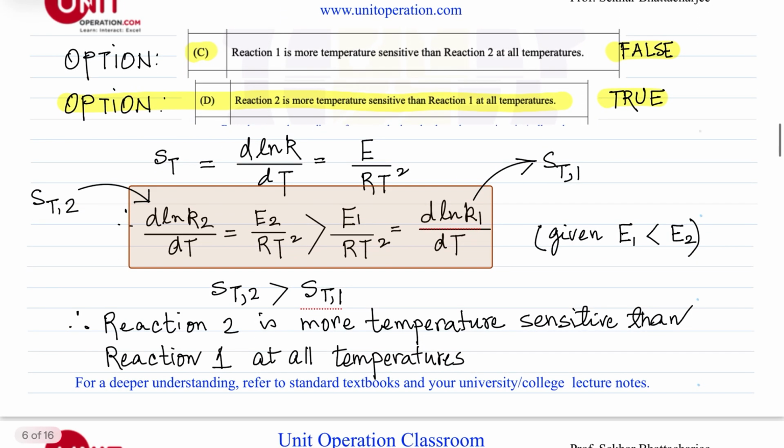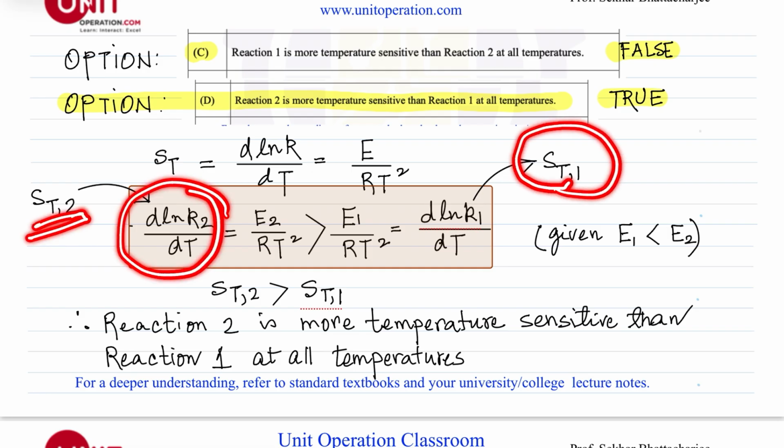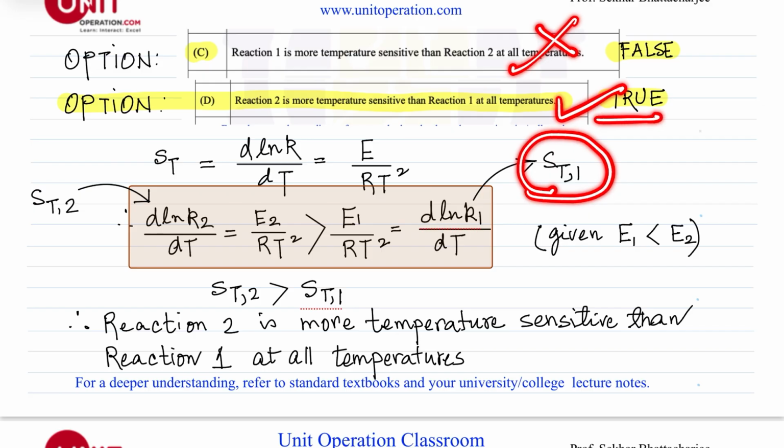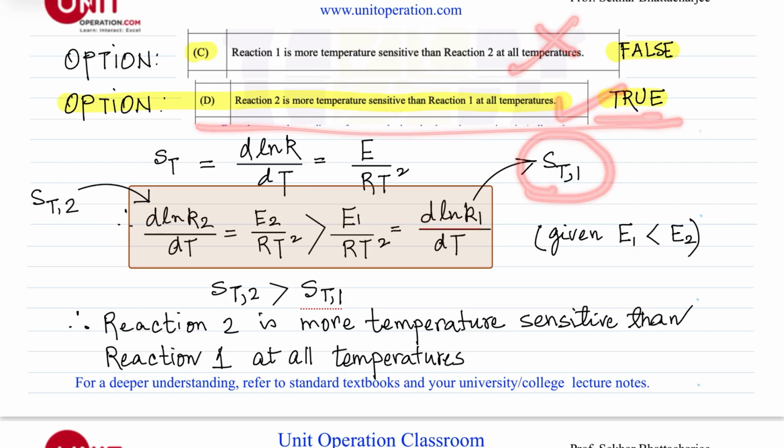Let's look at option C. Reaction 1 is more temperature sensitive. We see this is ST2, which is the temperature sensitivity of reaction 2, and this is the temperature sensitivity of reaction 1. Since E1 is less than E2, the temperature sensitivity of reaction 2 will always be greater than the temperature sensitivity of reaction 1. So this option D is true. Option C is, of course, false. So option D is the correct option.